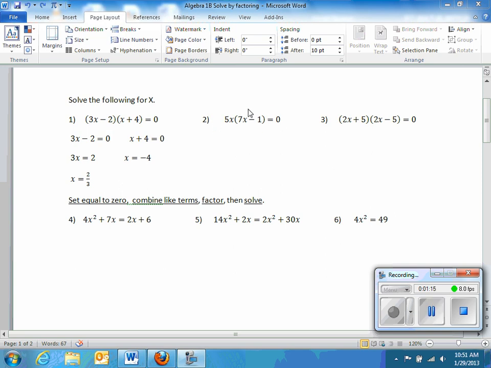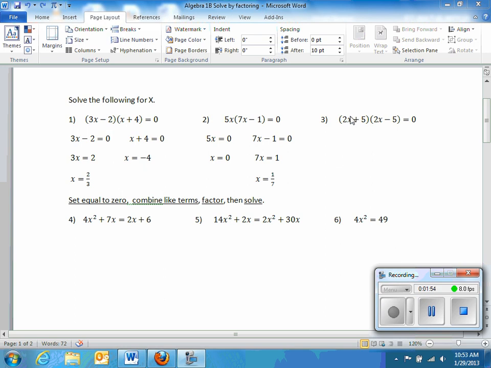All right, let's look at this problem now. We're trying to figure out what value for x would make this equation true. Well, this equation would be true if 5x equals 0 or 7x minus 1 equals 0. If 5x equals 0, that means x should equal 0. Over here, if I move the negative 1 over to the right of the equal sign, it becomes positive 1. And now if I divide both sides by 7, I get x equals 1/7. So our two solutions are x equals 0 and x equals 1/7.